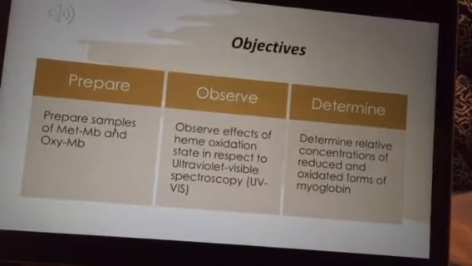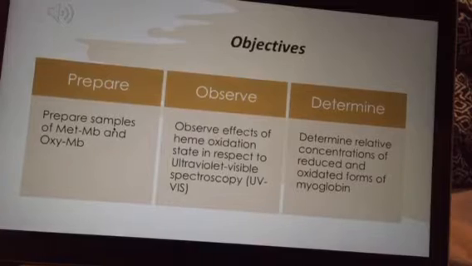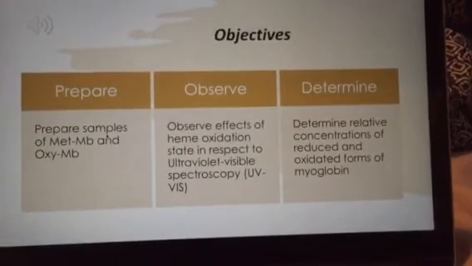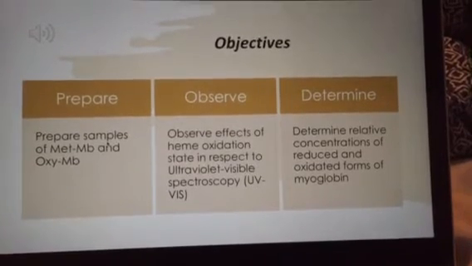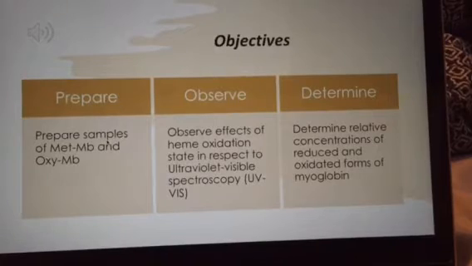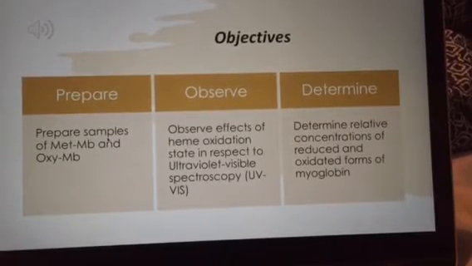So the objectives in this lab were, 1, to prepare the samples of myoglobin and oxymyoglobin. Next, we wanted to observe the effects of heme oxidation state with respect to UV-Vis, which we would expect to give different absorbance values at different wavelengths. And then lastly, to determine the relative concentrations of the iron in our myoglobin samples, whether in the reduced form or the oxidized form.